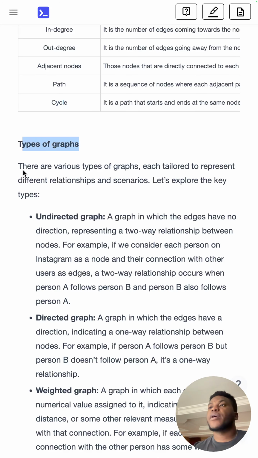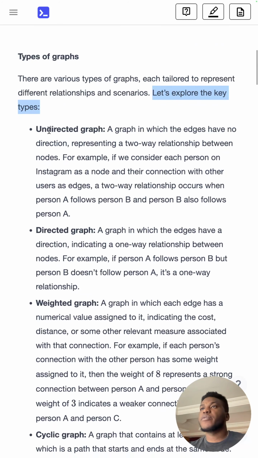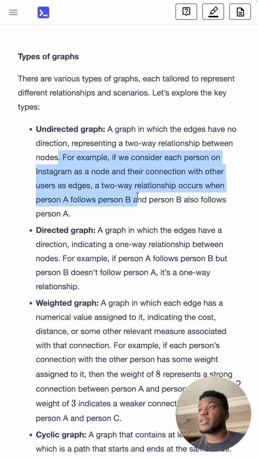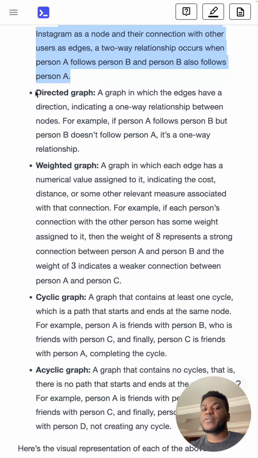So there are various types of graphs, each tailored to represent different relationships and scenarios. Let's explore the key types. Okay. An undirected graph. So a graph in which the edges have no direction, representing a two-way relationship between nodes. For example, if we consider each person on Instagram as a node and their connection with other users as edges, a two-way relationship occurs when person A follows person B and person B follows person A. So they're mutuals.